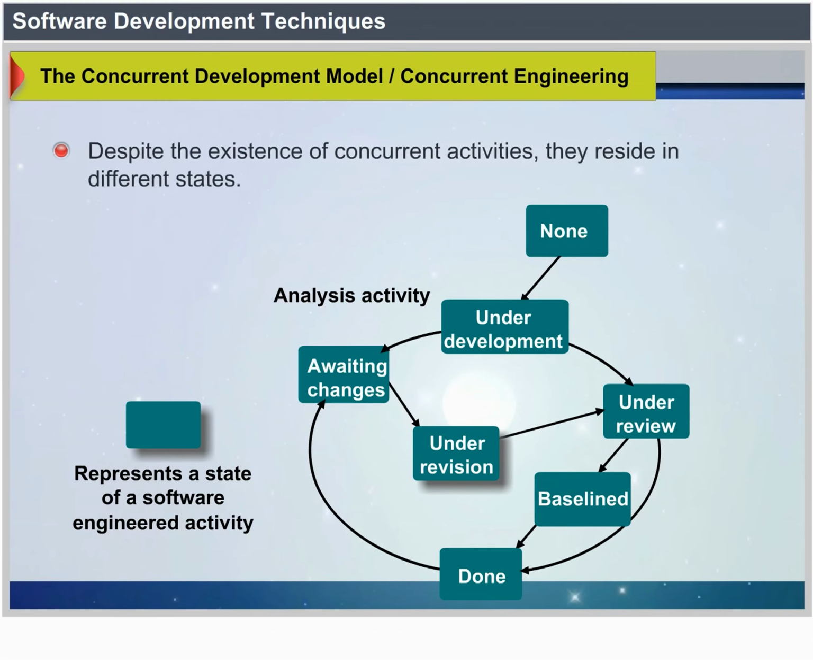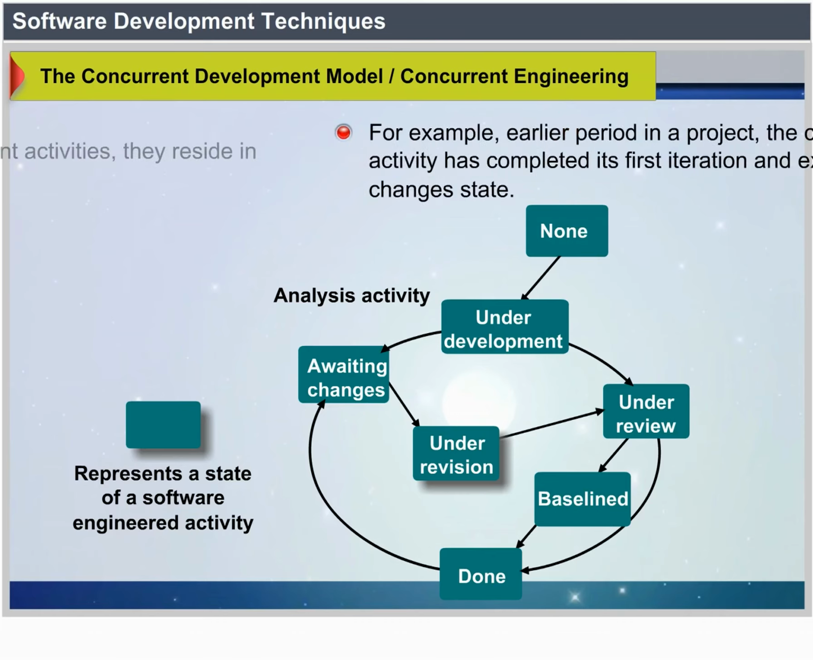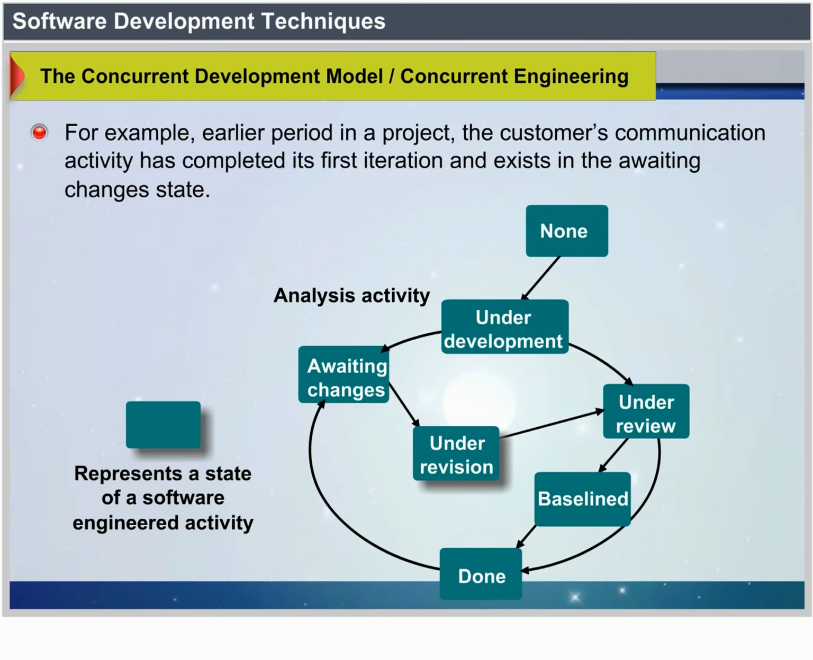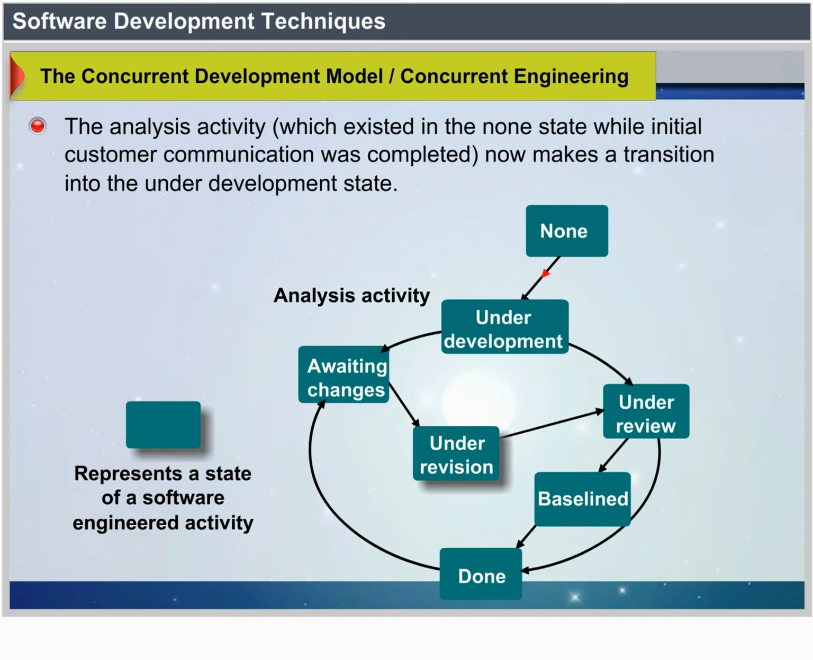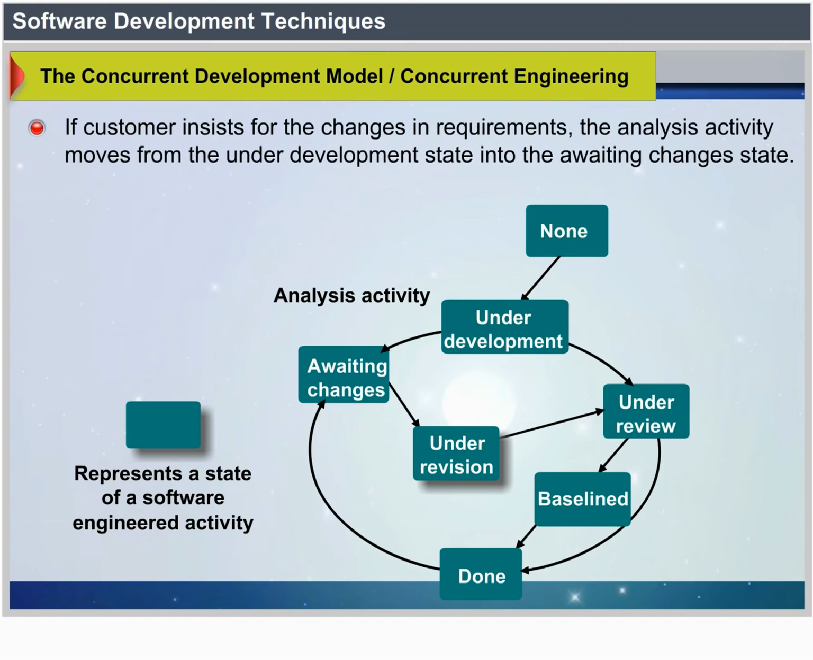All activities exist concurrently but reside in different states. For example, early in a project, the customer communication activity has completed its first iteration and exists in the awaiting changes state. The analysis activity, which existed in the none state while initial customer communication was completed, now makes a transition into the under development state. If customer indicates that changes in requirements must be made, the analysis activity moves from the under development state into the awaiting changes state.